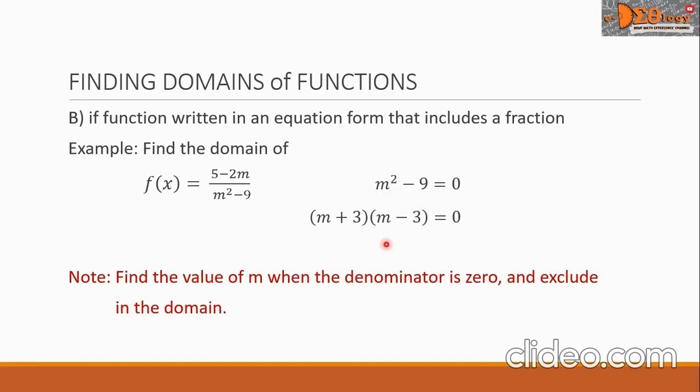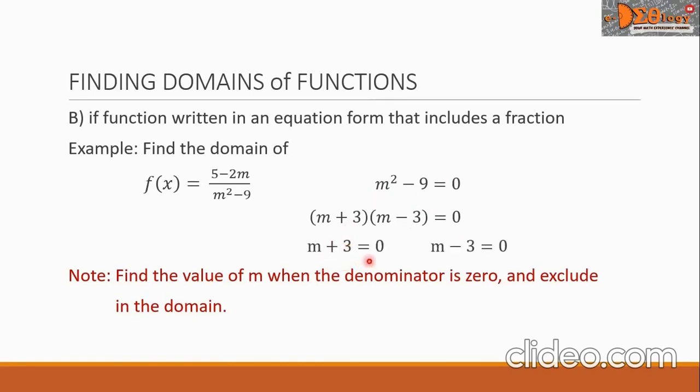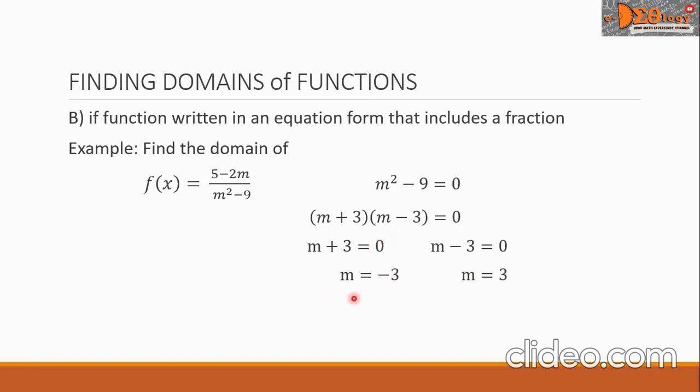And then each factor we will equate to 0. So m plus 3 equals 0. The second factor, m minus 3, is also equal to 0. Then we will solve for m respectively. So in here, the positive 3 we will transpose to the right side. We will have m equals negative 3. On the other factor, m minus 3 equals 0. Transposing this negative 3 to the right side, we have m equals positive 3.